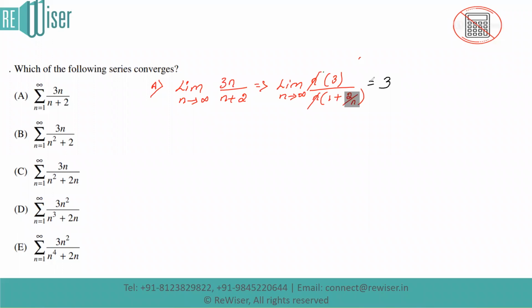Whenever the limit as n tends to infinity is not equal to 0, then we say that the series diverges. So this one clearly diverges, which means option A cannot be the answer.